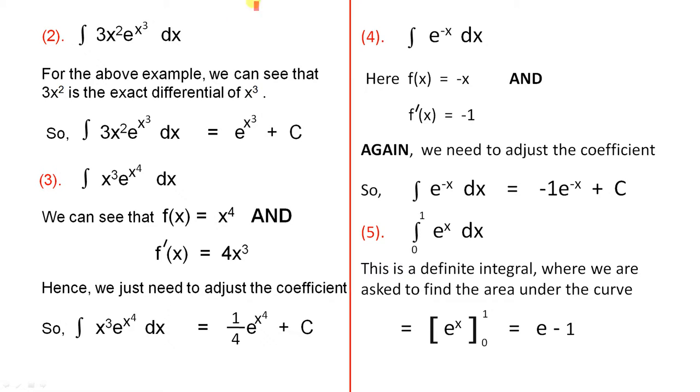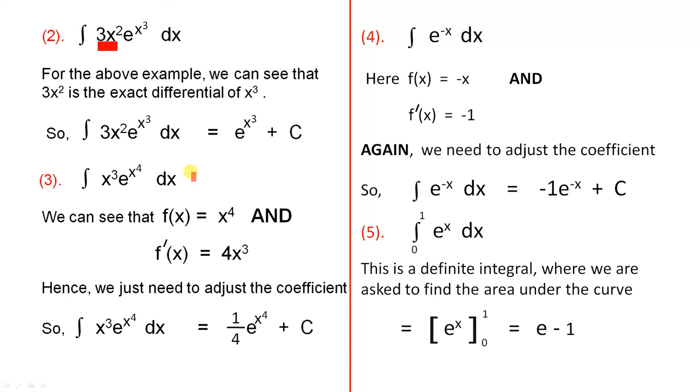Number 2, the integral of 3x squared e to the x cubed dx. Now please note that for this example we can see that 3x squared is the exact differential of x cubed. So the integral of 3x squared e to the x cubed dx is just e to the x cubed plus c, because that is the exact differential. So when you differentiate that part, you will end up with this term here.